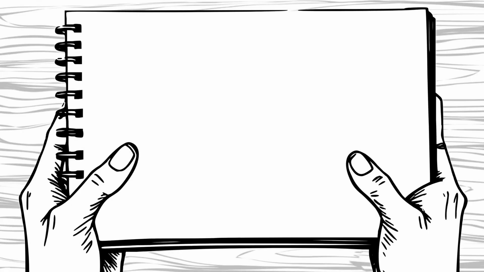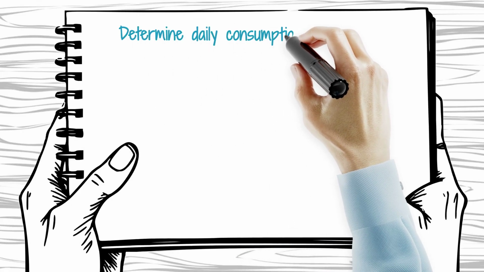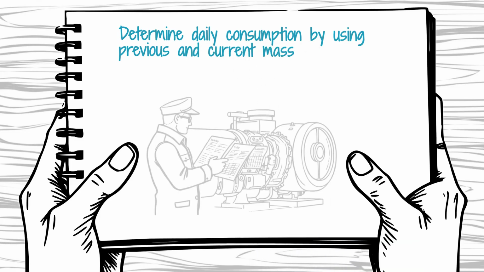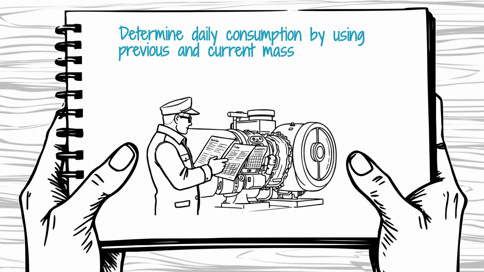To calculate the daily consumption, you take the total mass from the previous day's report, add any fuel received during bunkering, and then subtract the total mass measured today. The difference represents exactly how much fuel the main engine, generators, and boilers have consumed over the last 24 hours.